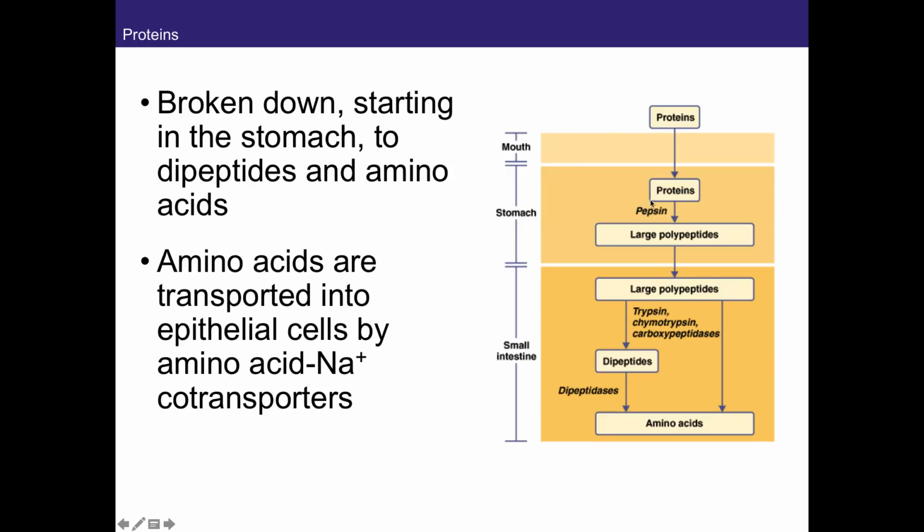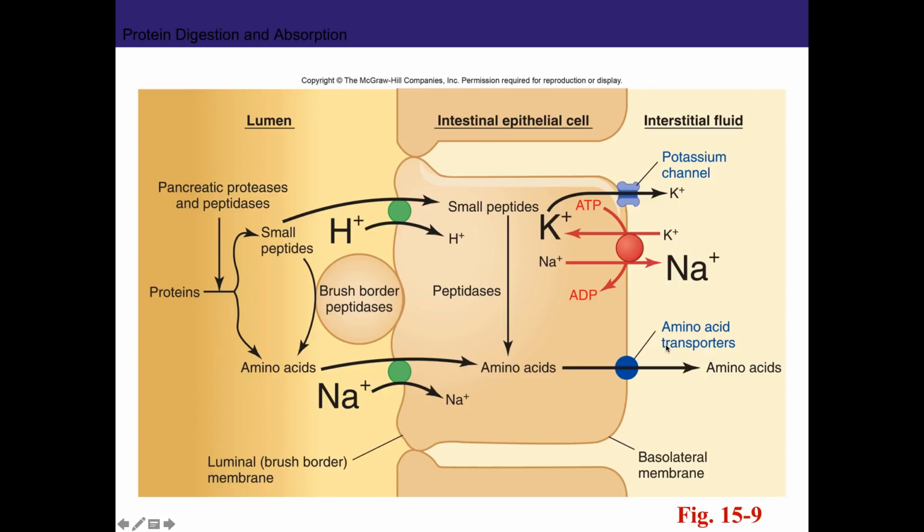Proteins start to break down in the stomach through pepsin and then in the small intestines by trypsin, chymotrypsin, and carboxypeptidases. In this case, there's another secondary active transporter that's transporting amino acids against its concentration gradient using the energy of the sodium gradient, another secondary active transporter. So very similar to the previous ones.